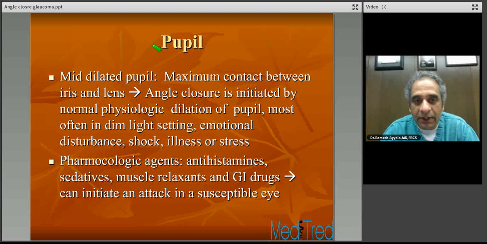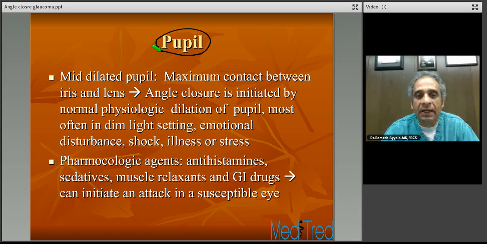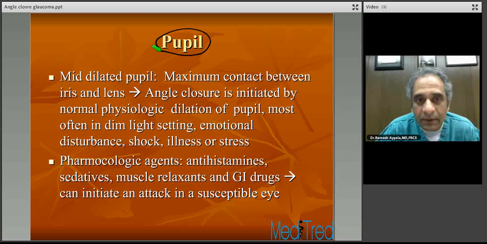As I just mentioned, we went through this mechanism. The size of the pupil and the iris is key to understanding the mechanism as to why some patients develop angle closure glaucoma. In the mid-dilated pupil, maximum contact between the iris and the lens leads to angle closure. So the angle closure is initiated by normal physiologic dilation of the pupil, most often in a dim light setting, emotional disturbance, shock, illness, or stress. Any of these situations can cause the pupil to become mid-dilated, and this increases the contact between the iris and the lens and sets the stage for somebody to develop an attack of glaucoma.